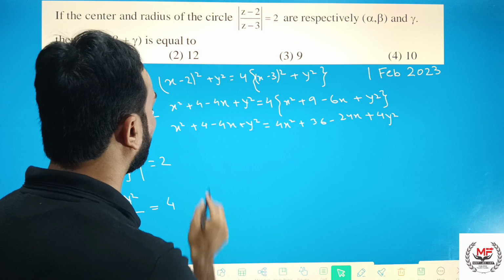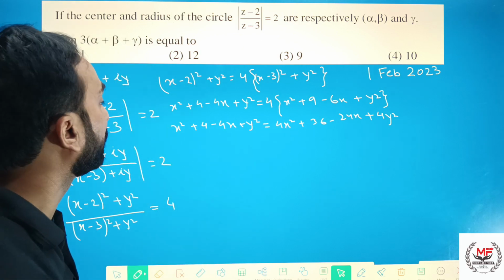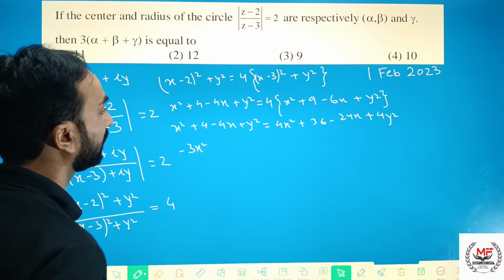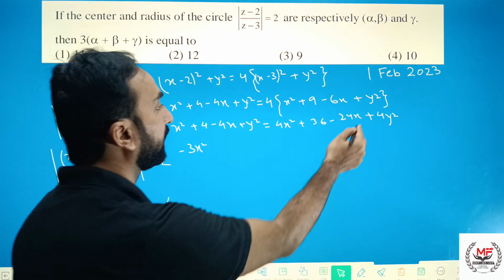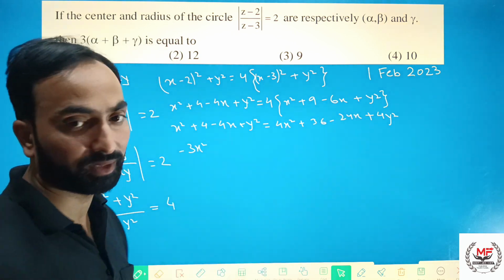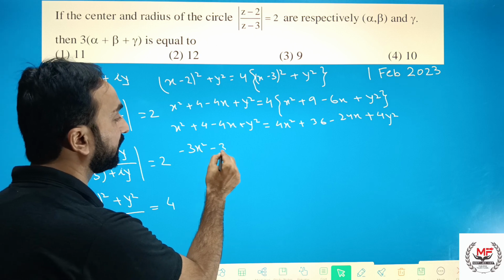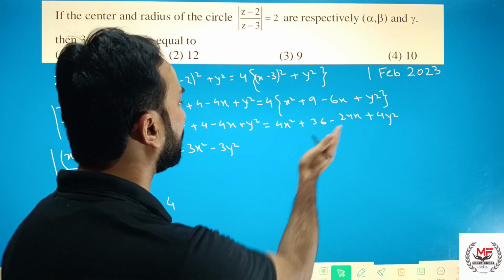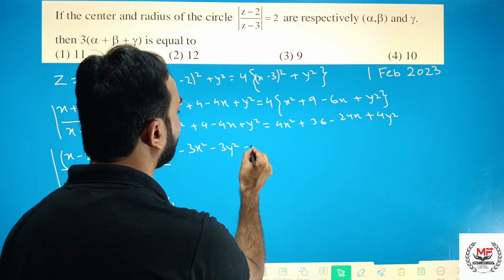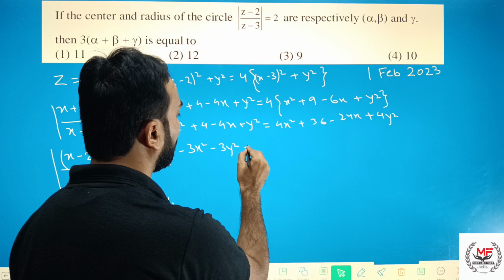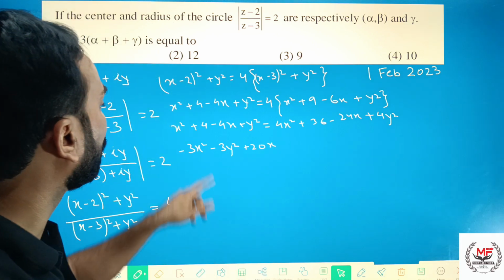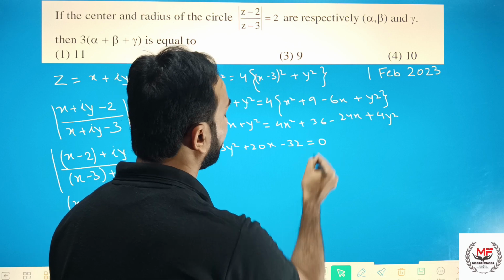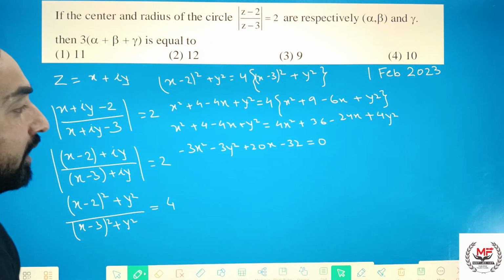Next what we can see is that on the left hand side we have x² and on the right hand side we have 4x². So when we take this 4x² to the left hand side, we will get −3x². In the same manner there is a plus y² and here it is plus 4y². So we will shift the plus 4y² to the left hand side, we will get −3y². Next what we have is −4x and −24x. So we will shift it and the x term will become −4x plus 24x, that is plus 20x, right? And also the plus 4 and the plus 36, this will become −32, right? And since all the right hand side terms have been shifted to the left hand side, now it becomes 0.